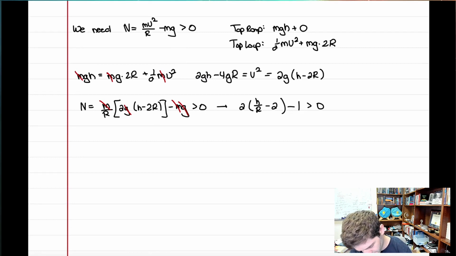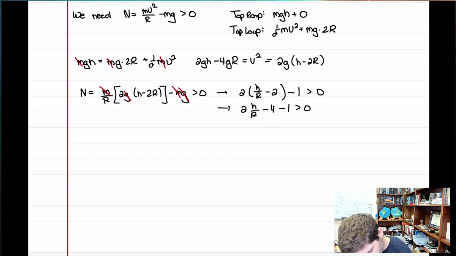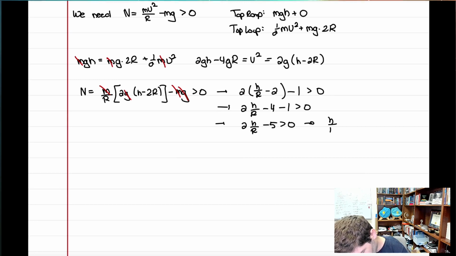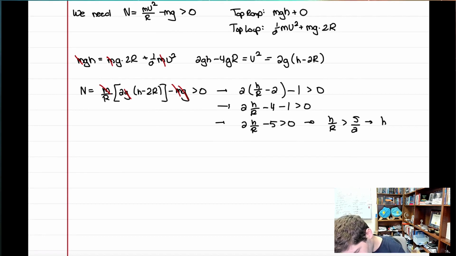And it seems like we're more or less done. Looks like 2h over r minus 4 minus 1 must be greater than 0. Or that 2h over r minus 5 is greater than 0. Or that h over r is greater than 5 halves. Or that h is greater than 5 halves times r.